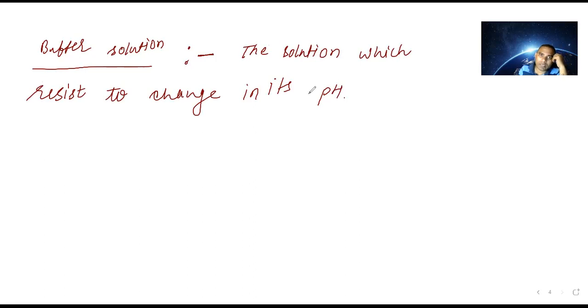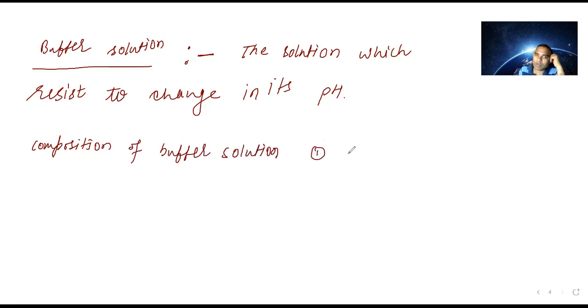Now, if you talk about the composition of a buffer solution, a buffer solution is always composed of two things. What? The first one is a strong acid. No, not the case of this one. Firstly, suppose we are having a weak acid. So if you are having a weak acid, another is the salt of the weak acid.